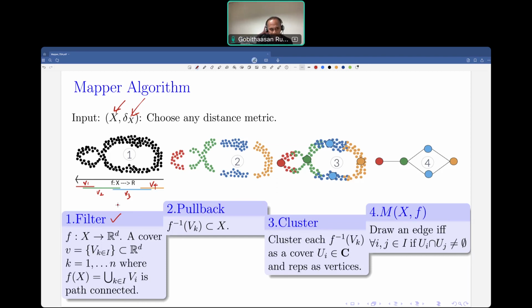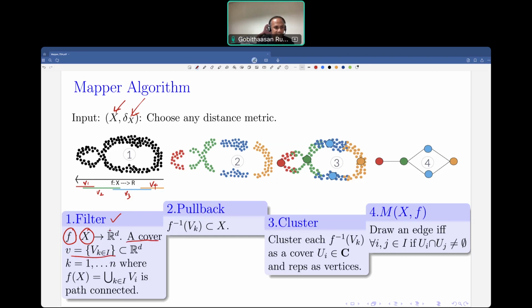For example, let's say we don't know the structure. This is in a high dimensional space. We can simply choose one feature, for example just the X value. I can choose the X value as a feature, as F here, the filter. And then this filter applied to your data set gives X values, and then I'm going to create a cover.